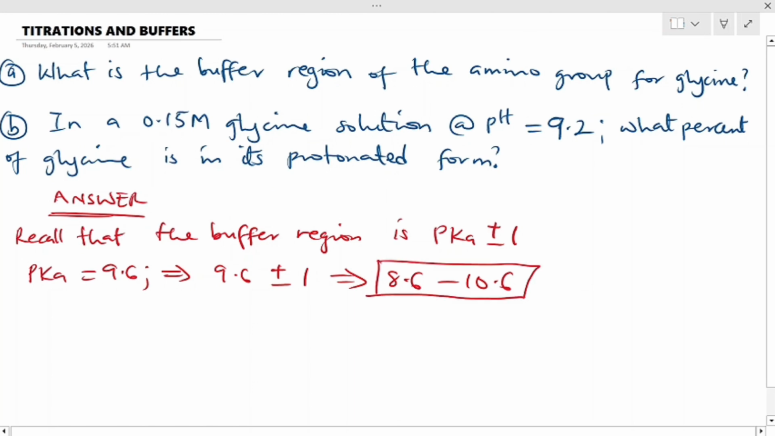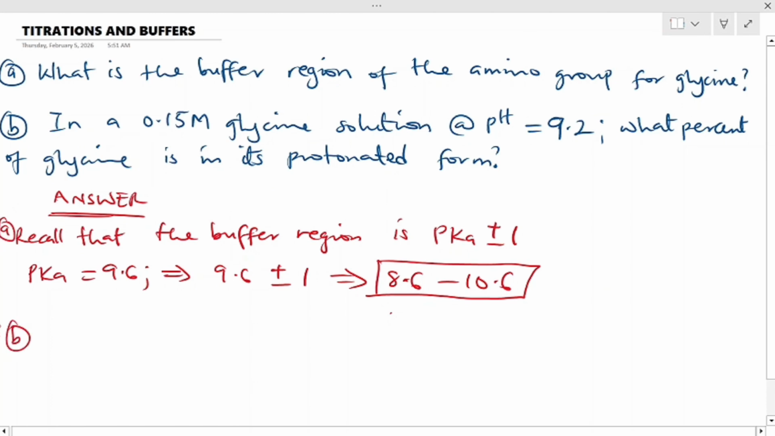So as such, if we are going to run an experiment that will require a pH in that range, glycine buffer is a good buffer. With this buffer range, any experiment that you intend to run that is within this pH range, glycine buffer is a good buffer because it falls within the range. Okay, so this is for question number A. We now begin question number B here.